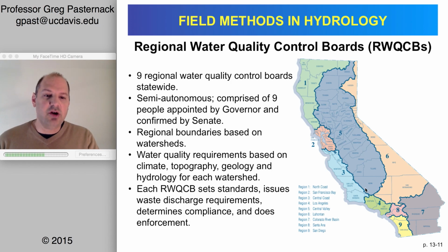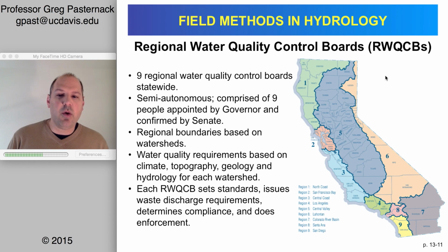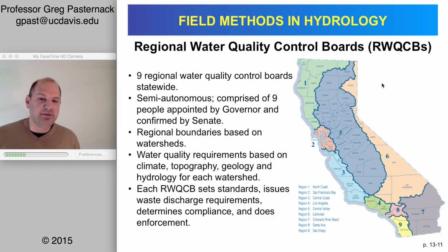And one of the things you can notice right away is that the Central Valley board is really quite large, and this is on a watershed basis, so that governs these delineations. So there are 9 regional water quality boards. They're semi-autonomous, and they set the requirements related to each particular watershed. But then they also are responsible for determining compliance and then ultimately possibly even enforcing the standards that are there.